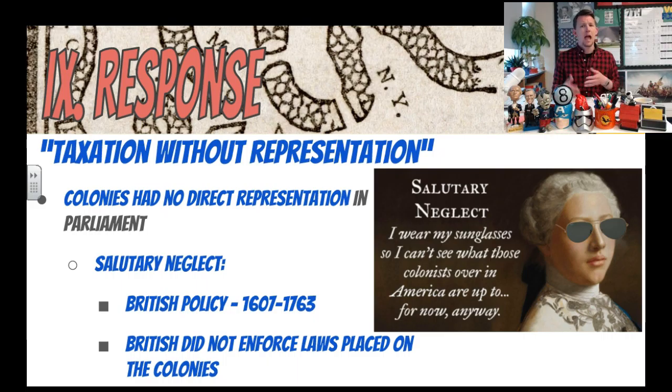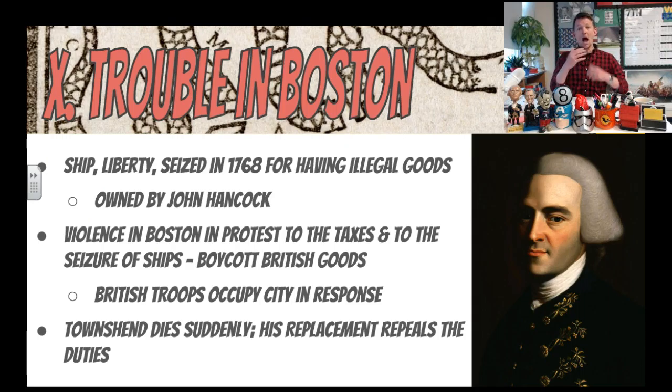And suddenly now, after the French and Indian Wars, England's getting involved for the first time, and it's really angering the colonists. The British policy had lasted up and through 1763, and they hadn't really enforced any laws. They're going to start doing that, and it's going to anger people very much. All of this starts to come to a boil and come to a head in Boston.